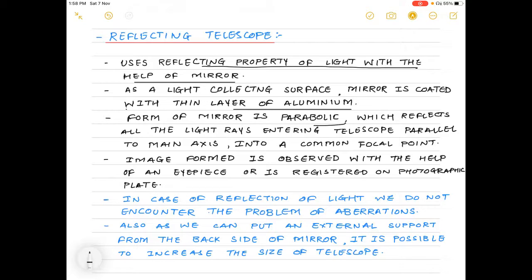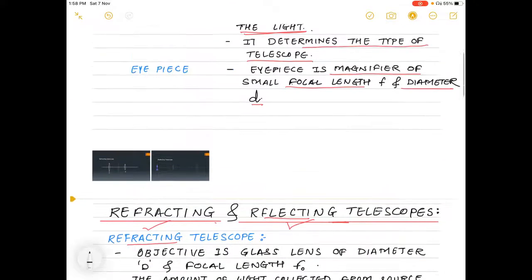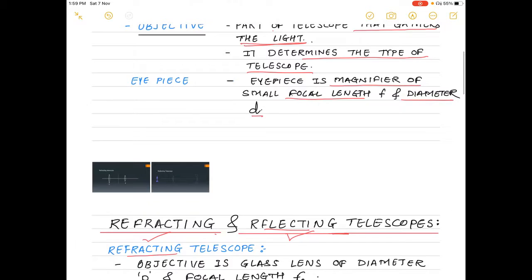In case of reflection of light, we do not encounter the problem of aberrations, and we can also put an external support at the back side of the mirror. So it is possible to increase the size of the telescope very easily in a reflecting telescope, which is very difficult in the case of refracting telescopes. First, we'll see the basic idea behind the reflecting telescope and how it works through this animation.